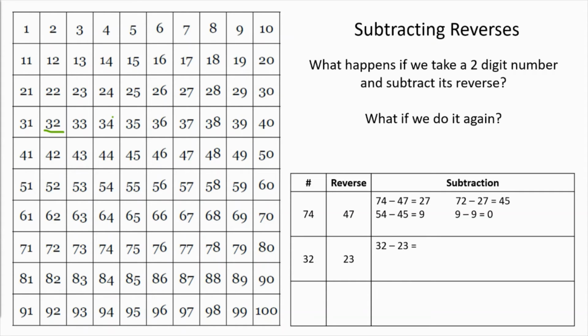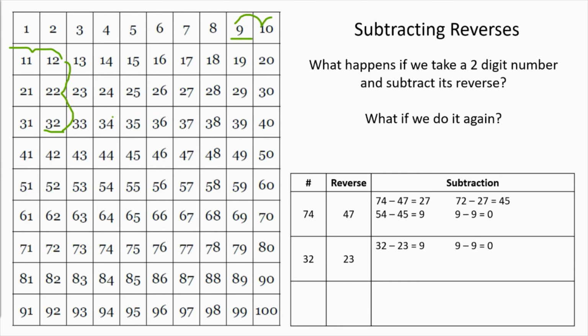Again, I'll use the hundreds chart to help me. 22, 12, and subtracting 3 more is 11, 10, 9. So 32 minus 23 equals 9. Now, we know from the last problem that the reverse of 9 is just 9. So 9 minus 9 equals 0.